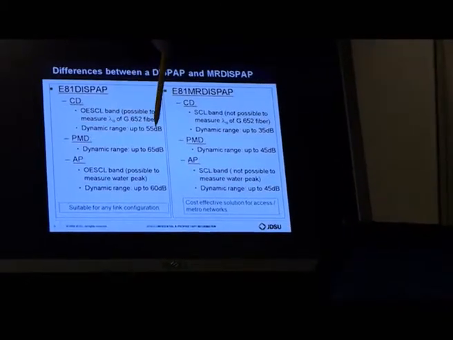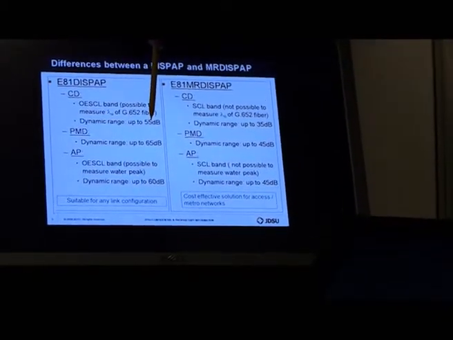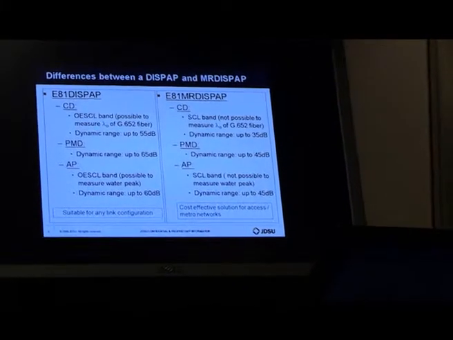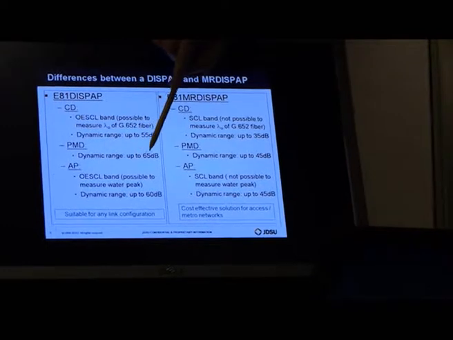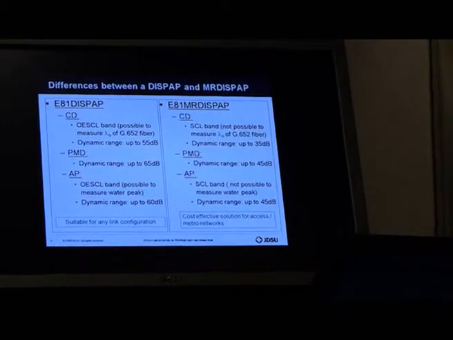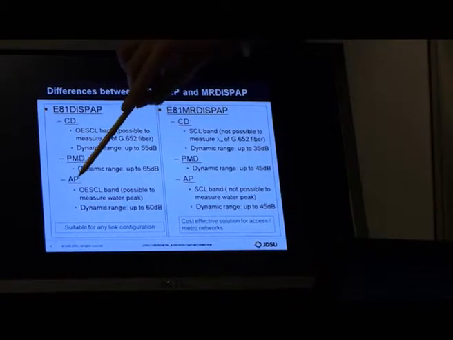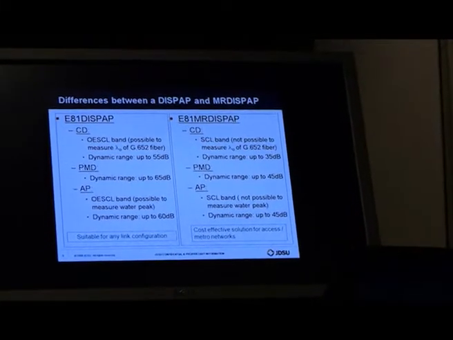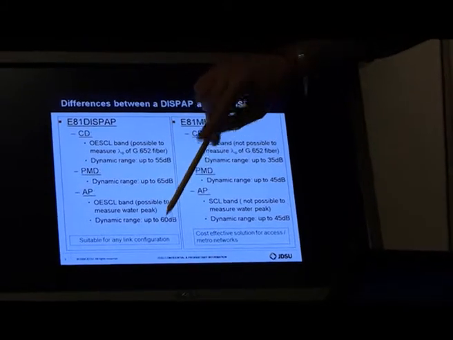PMD and a very high dynamic range, 55 dB, which is huge. You can reach distances of 300 kilometers. Then PMD with a very high dynamic range, 65, so this is also for very long distance. And for the attenuation profile, you can check the profile on the OESCL band. And a very big dynamic range.